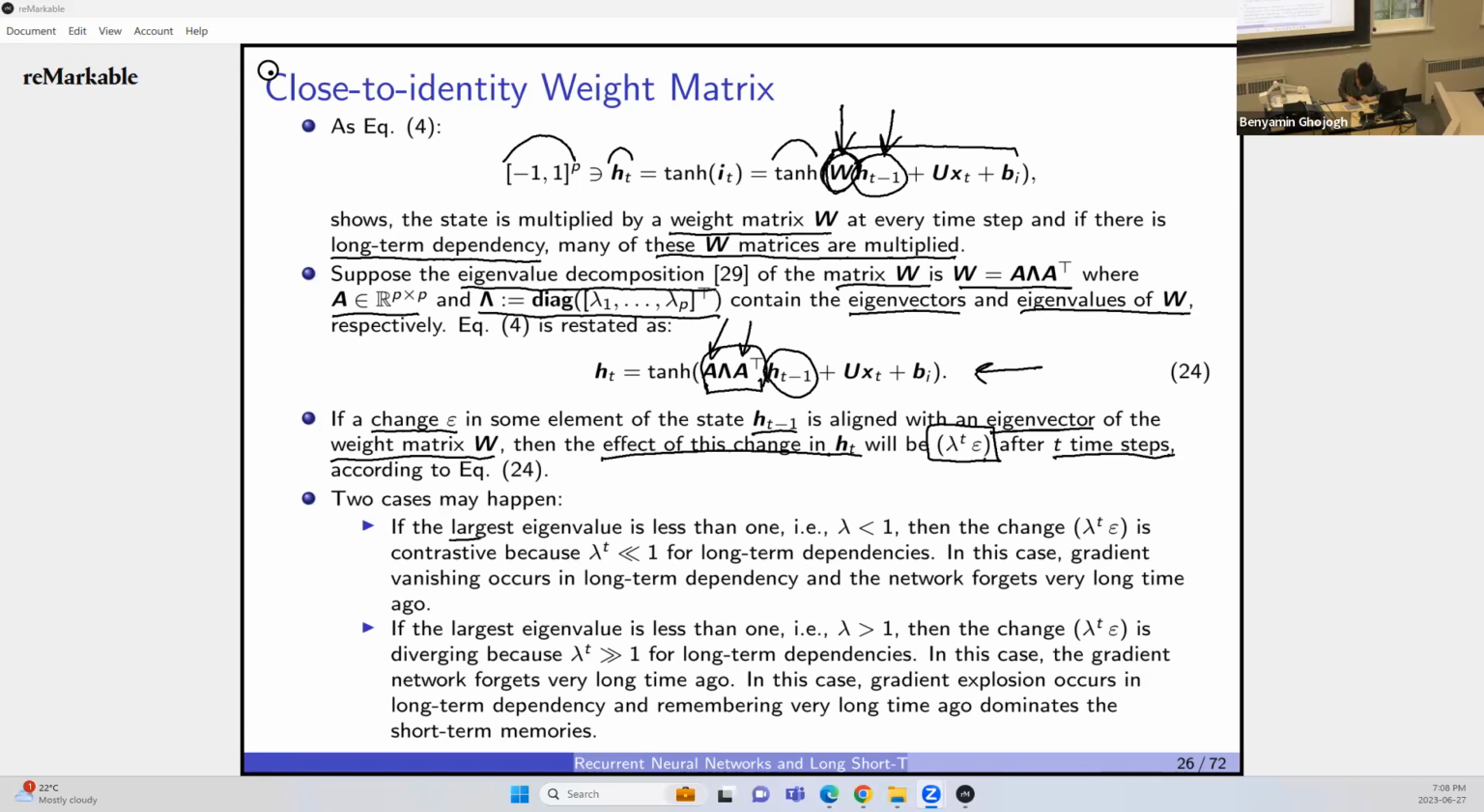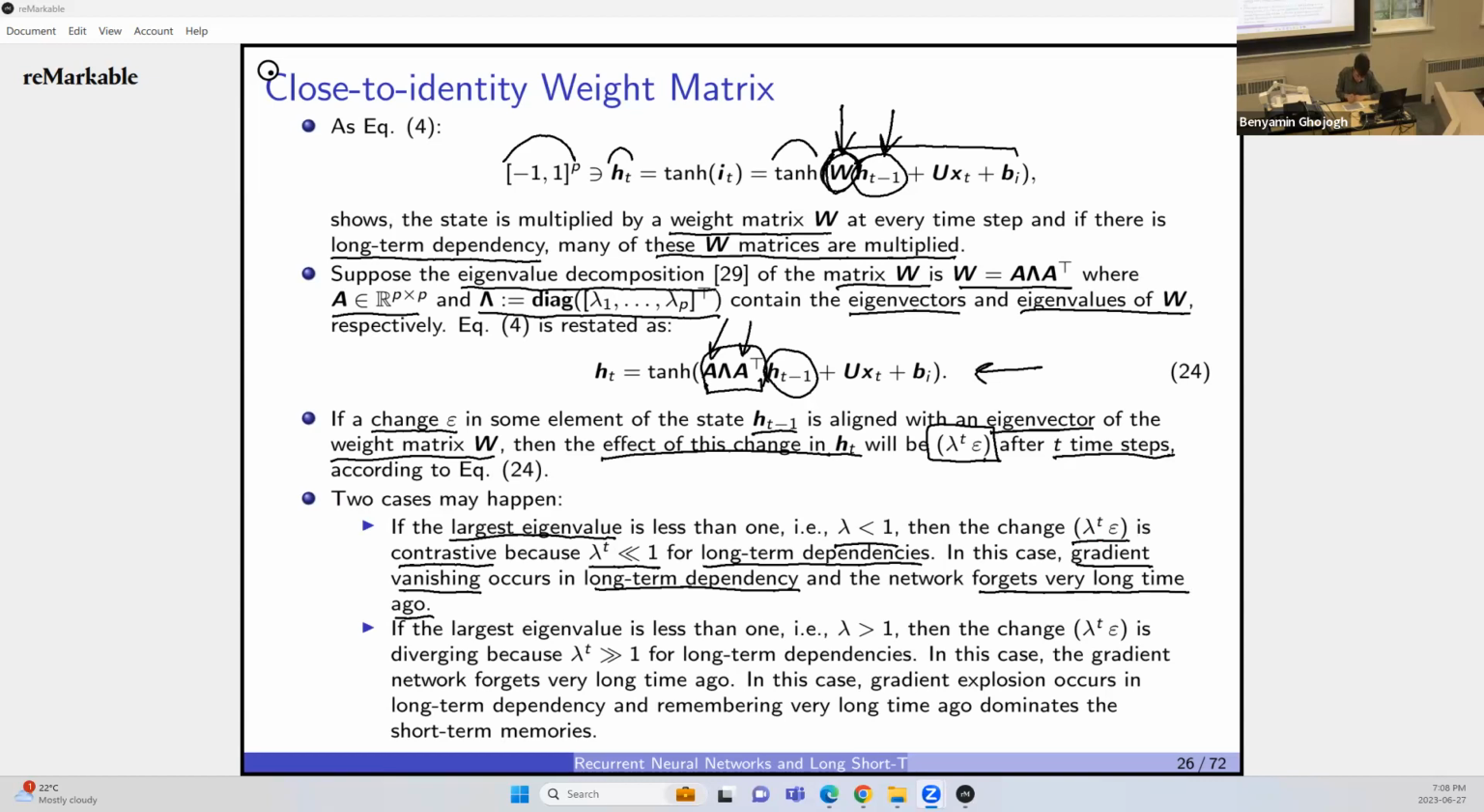If the largest eigenvalue is less than 1, so lambda is less than 1, then what happens? Then the change, lambda to the power of T epsilon, is contractive. It means that it goes down because lambda to the power of T becomes too small, right? If lambda is less than 1, then lambda to the power of T for large T goes very small for long-term dependencies. In this case, gradient vanishing occurs, right? For long-term dependency, the network forgets very long time ago.